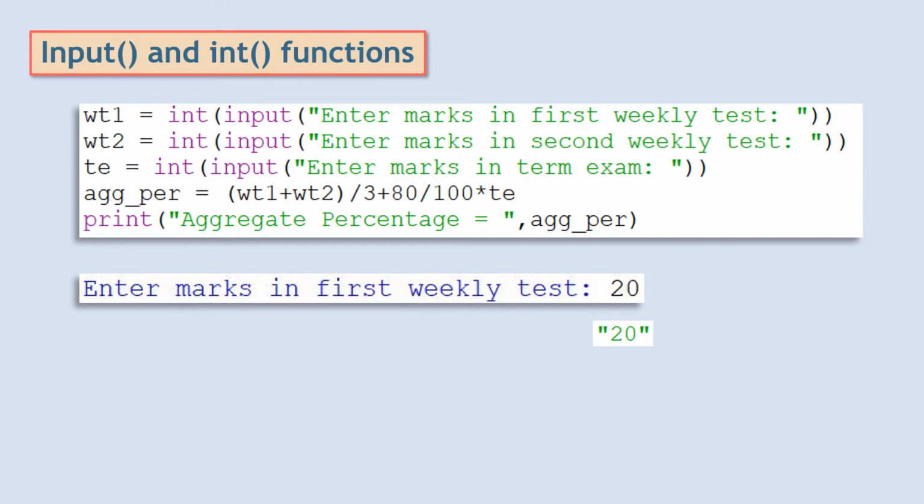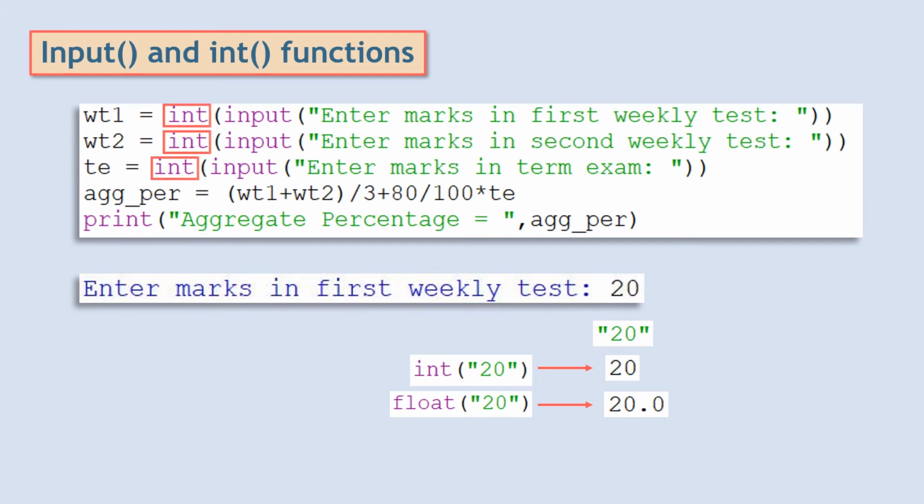If we want to treat this value as a number, we have to convert it into a number using int or float function. In the above script, the input values are being converted into integers using int function. If we want to allow float values for marks, we can use float instead of int.